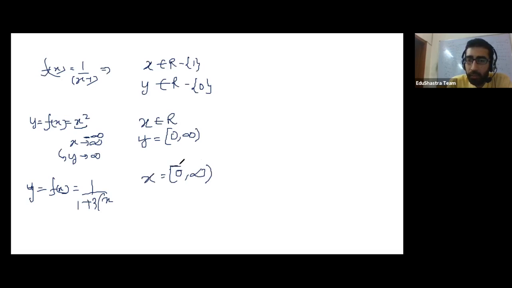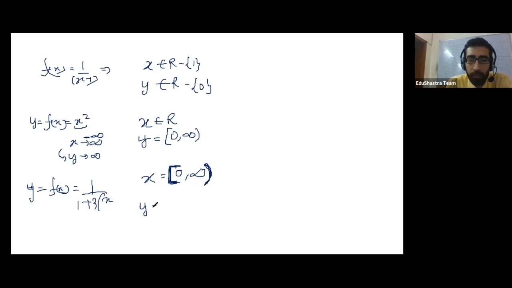But since it can be 0, if a number is included, we represent that using square brackets. If it's not included, curly brackets. This is just to establish common language so that we are clear on what the question wants to say, or how we should represent this. So x can lie between 0 to infinity.